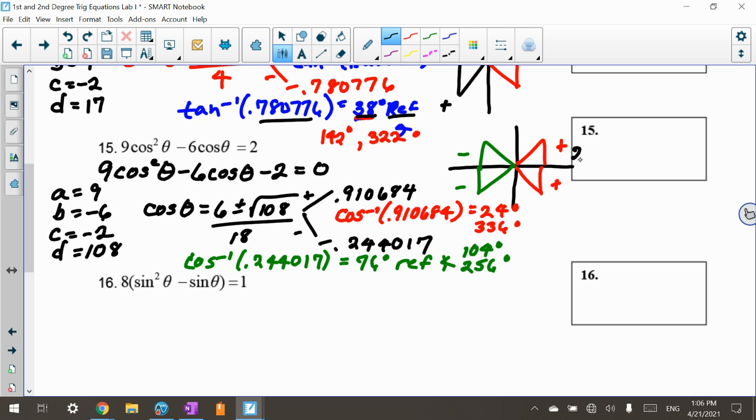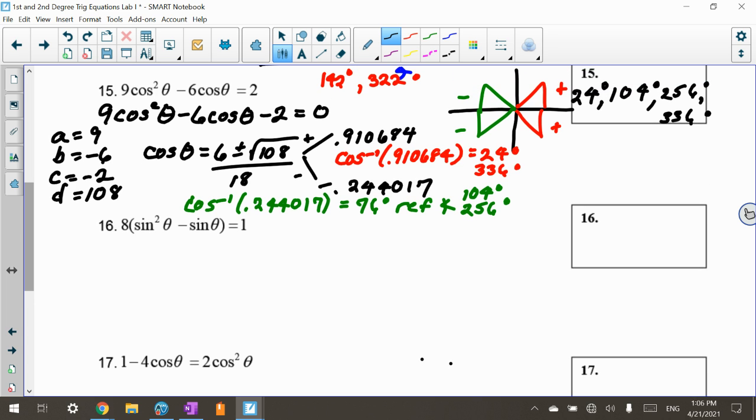So when I get all done, I go around in order. The first one was 24 degrees I found. The next one was 104. Then 256 degrees, ending up with 336 degrees. So I hope that helps. I apologize for that. I try to make sure I look at the right things. So I'm going to do another video for the remainder of this. So again, try doing them yourselves and make sure you show all the work.